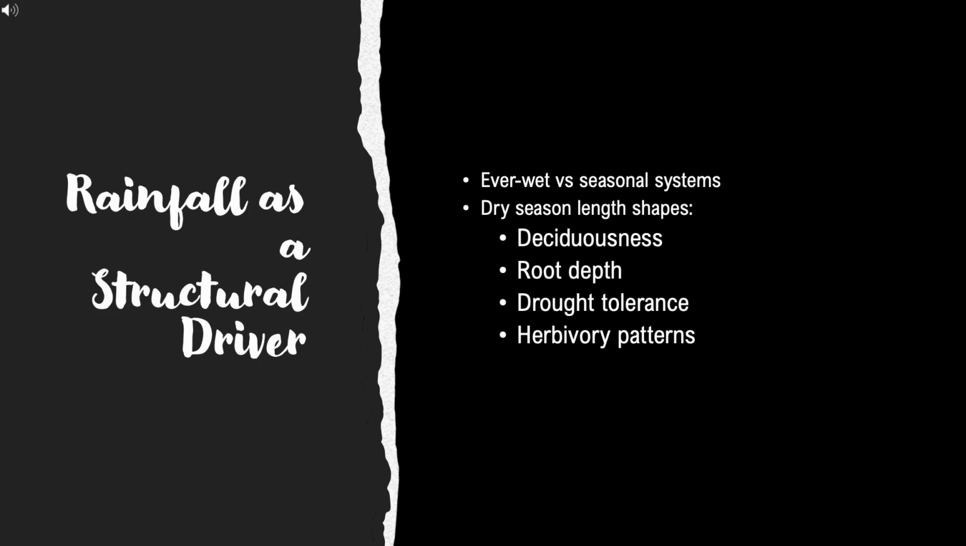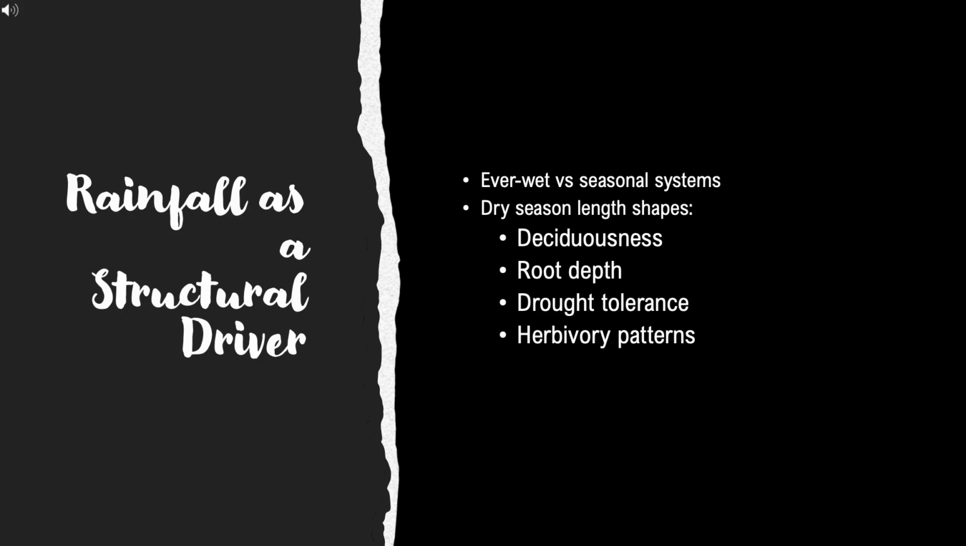We've established that rainfall is the primary seasonal driver in the tropics. Now let's go deeper, because rainfall doesn't just determine whether a site is wet or dry. It fundamentally shapes the structure, physiology, and behavior of plants in ways that have direct design implications. Think about the difference between an ever-wet system, like a lowland rainforest in Borneo or the Amazon, versus a seasonal system like a monsoon forest in Thailand or a dry forest in Costa Rica. These aren't just different in terms of how much water is available, they're structurally different ecosystems.